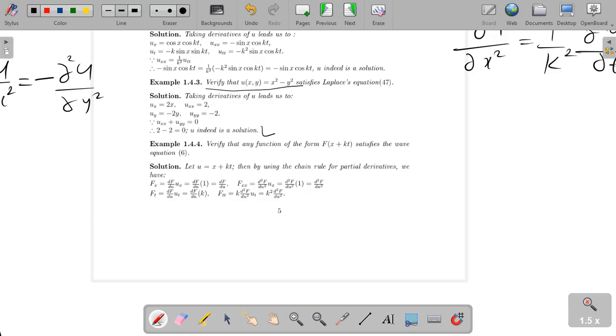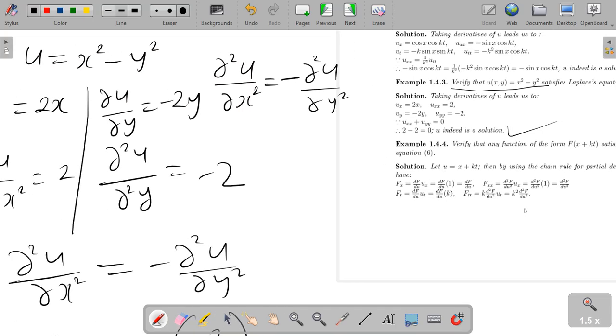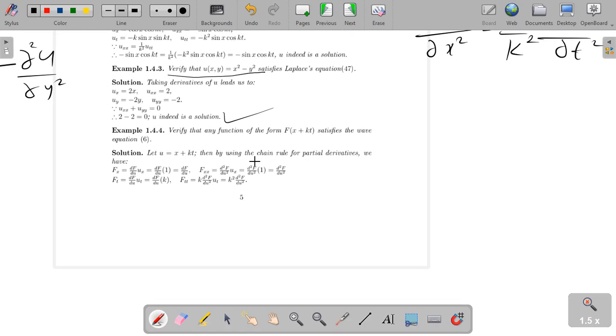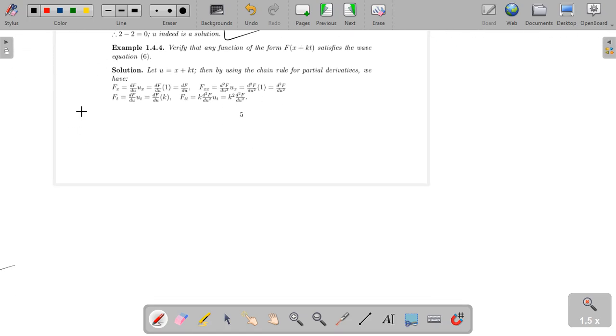They say we should verify if the function satisfies the wave equation. Okay, so let's see if it satisfies the wave equation. Let me solve it down here. So we have f of x plus kt. The first thing we need is f of x, simply saying partial f over partial x.